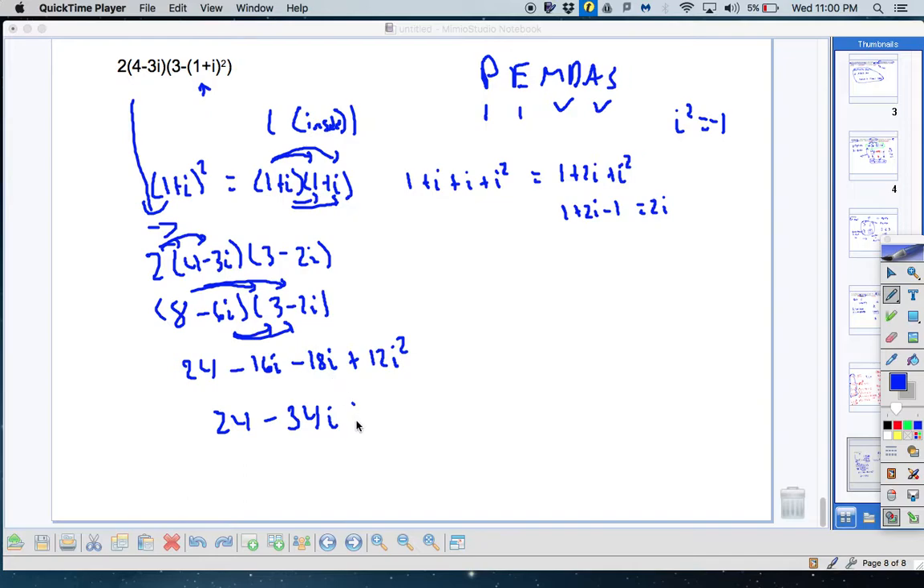And then plus 12 times negative 1, because remember, i squared is negative 1. 12 times negative 1 is going to be rewritten as minus 12. So we've got 24 minus 12 is just simply going to be 12 minus 34i. And that is what our final answer is going to be.